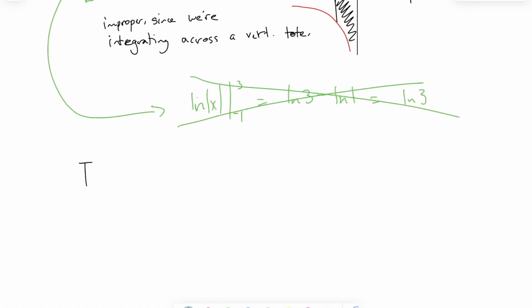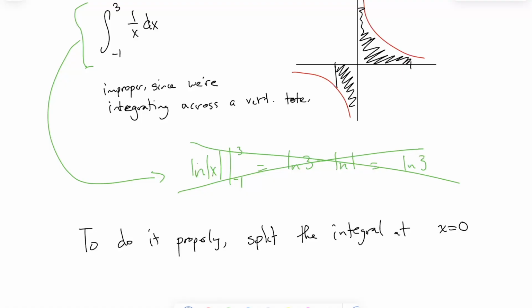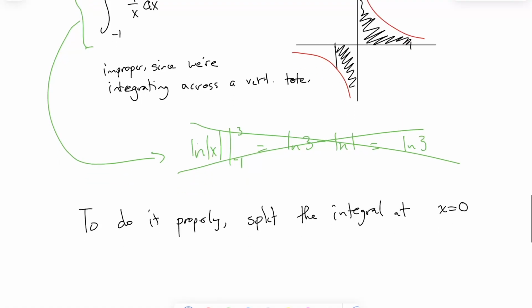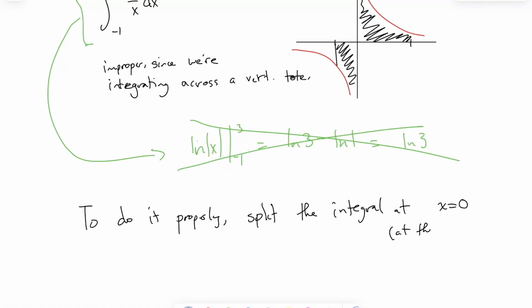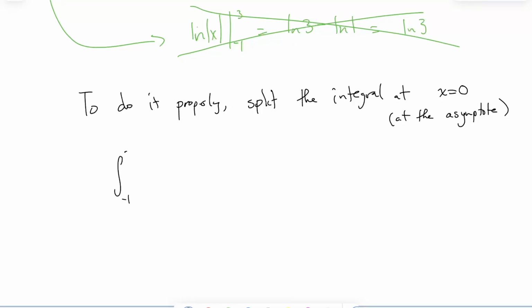To do it properly, we split the integral at x equals 0. In this case, we split it at x equals 0 because that's where the vertical asymptote is. So in general, we split it at the asymptote. What I mean by split the integral is I'm going to write the integral from -1 to 3 of 1 over x dx as the integral from -1 to 0 of 1 over x dx, plus the integral from 0 to 3 of 1 over x dx.